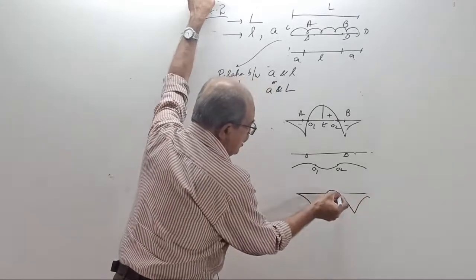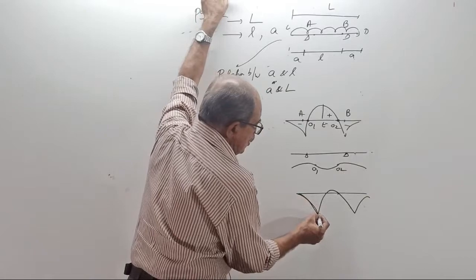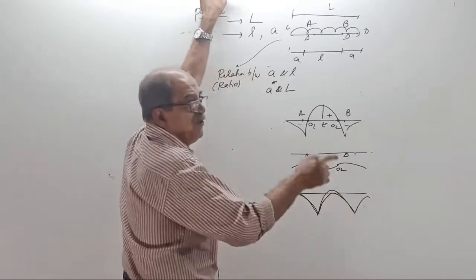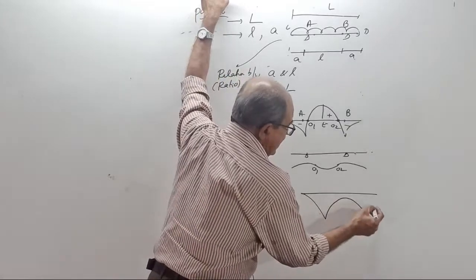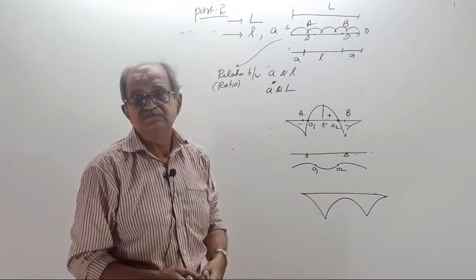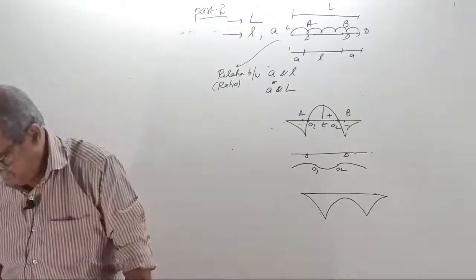If the overhang is further more, it is possible that it can be zero there. If overhang is further more, then sagging will not come in the span. Now, make a note of all these. Clear? I will not tell again and again.